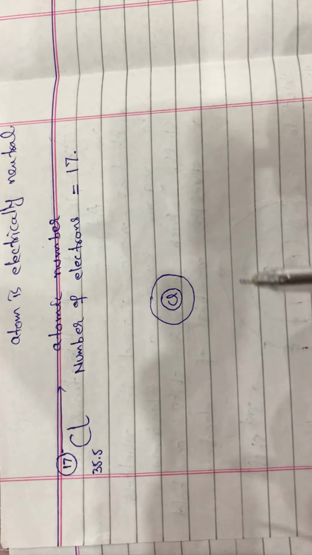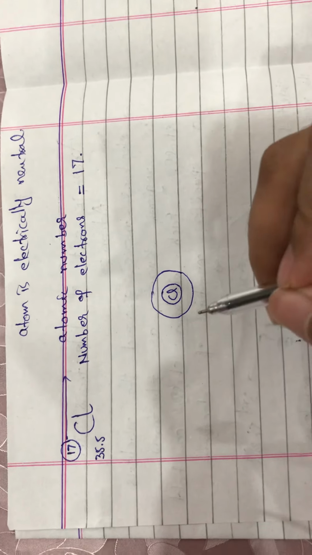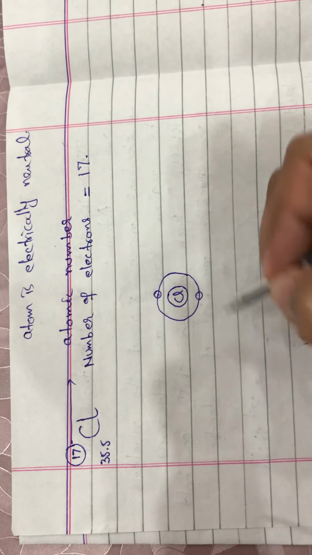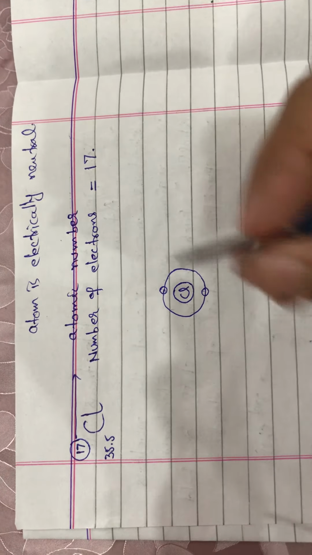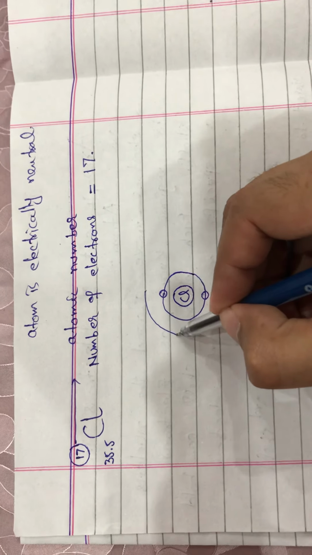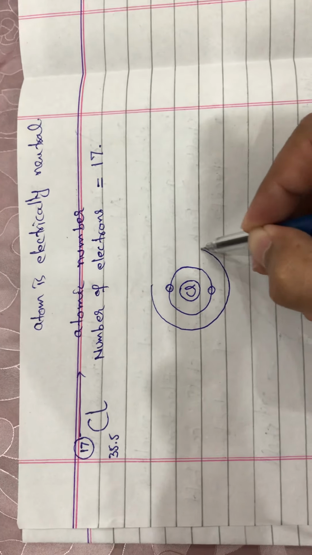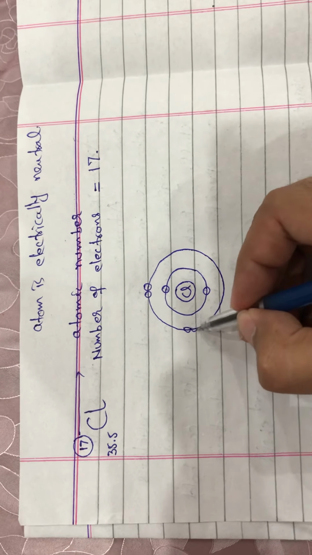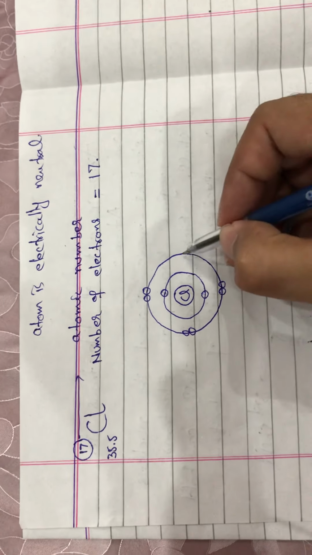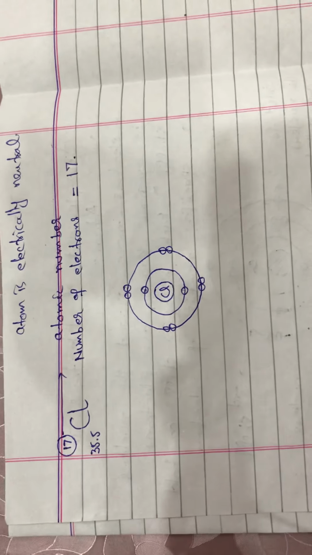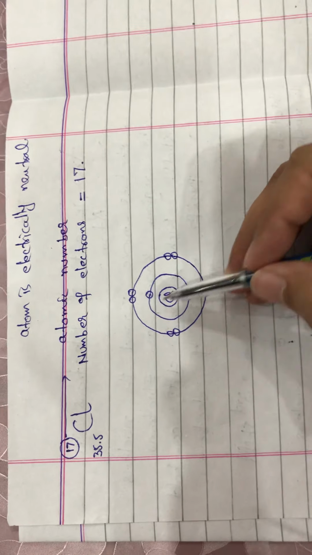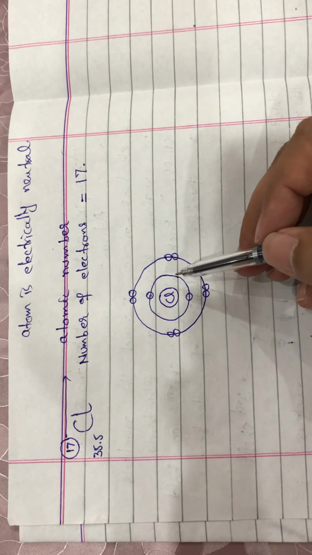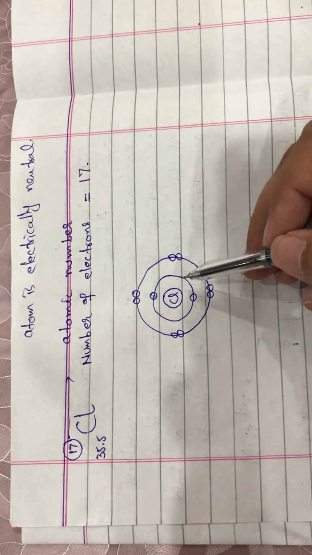Now you are familiar with this concept. The first shell contains how many electrons? 2 electrons. Now moving towards the second shell. The second shell contains how many electrons, students? 8 electrons. So we are writing 8 electrons. So totally the first two shells consist of 10 electrons.